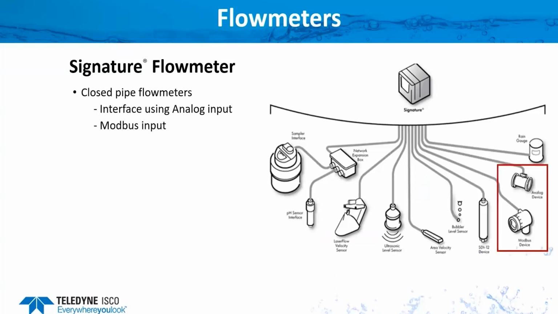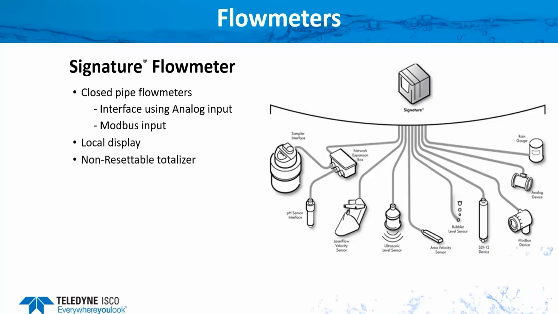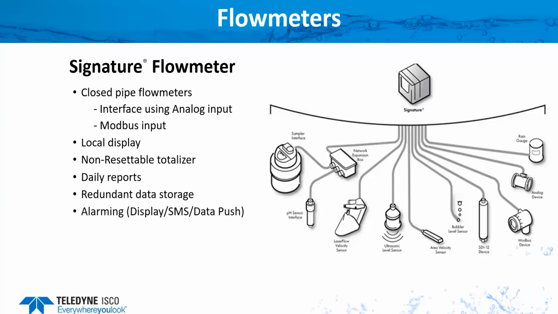Now, what if you have a closed pipe and you still need to read flow? We can still use our Signature meter. We have options for analog input or Modbus input. You commonly see this with the magnetic flow meters. So you could take the 4 to 20 signal and feed that into the Signature meter, which is going to give you a local display and a non-resettable totalizer. You can use this to create daily reports, have redundant data storage, and you can alarm off of this. So this can help meet your compliance needs.